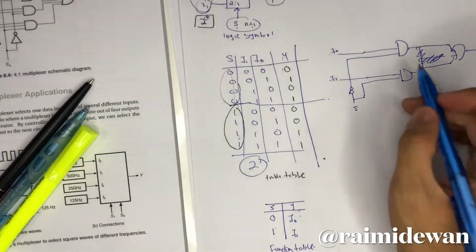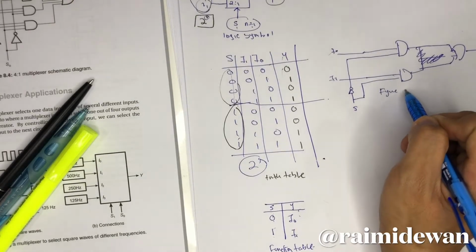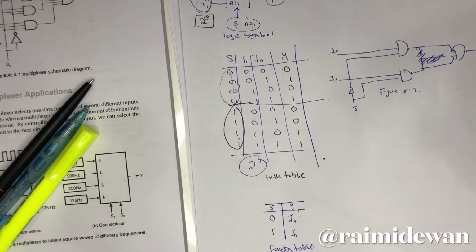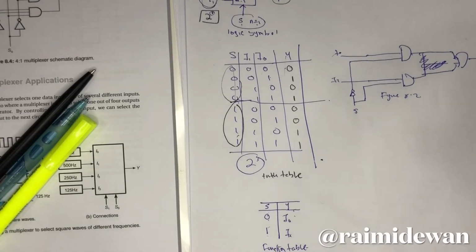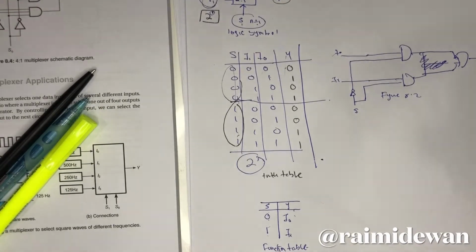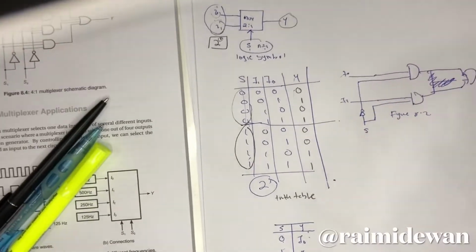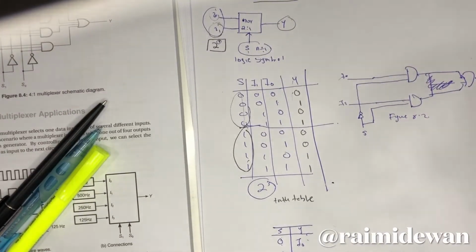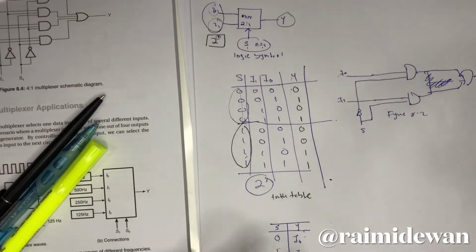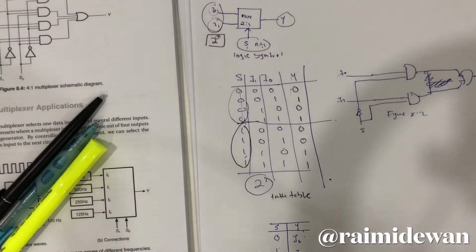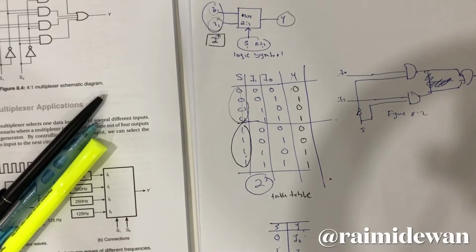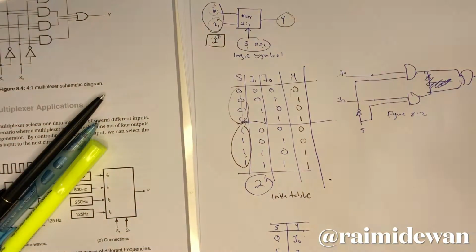So you can refer this to figure 8.2. Sorry, I don't know why my lighting is blinking. Okay, sorry for the interruptions.